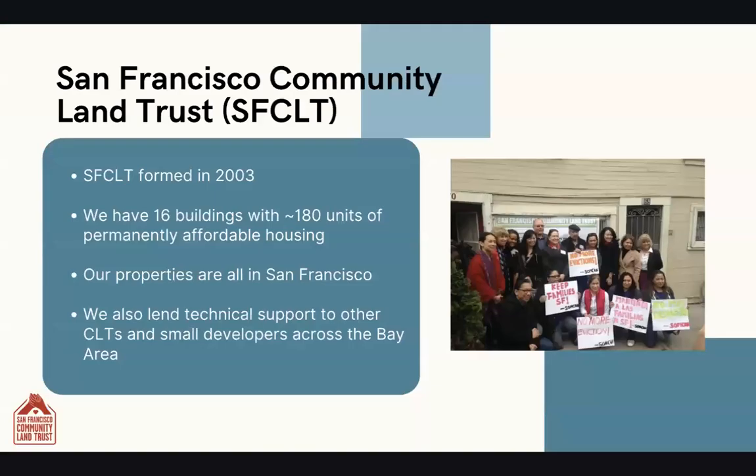And then let me just briefly say that San Francisco Community Land Trust, which is the organization that's created all of these presentations, we were formed in 2003 to fight displacement pressures that were happening and still happening in San Francisco. We currently have 16 buildings with roughly 180 units of permanently affordable housing. All of our properties are located in San Francisco, and we also currently lend technical support to other CLTs that are located across the Bay Area. I am Victoria Beckley. I am our finance director at SFCLT. So thanks for joining.